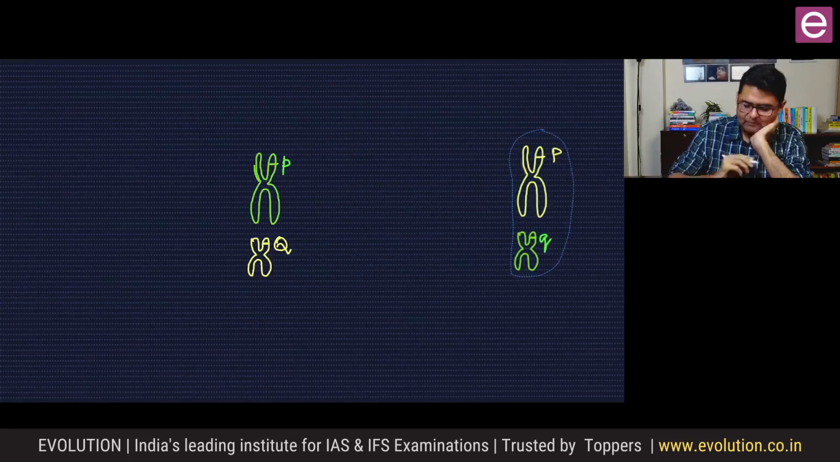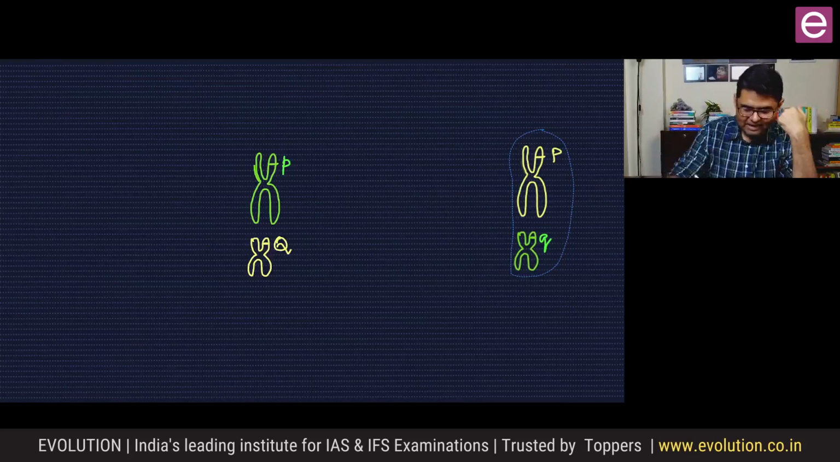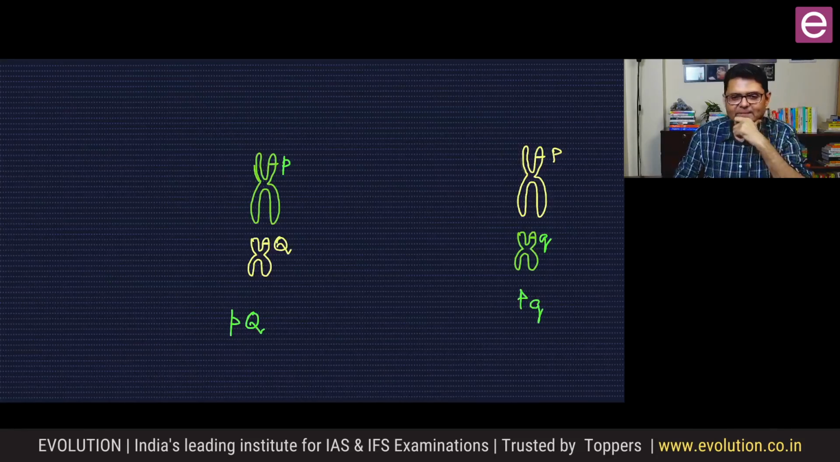अब अगर यहां gamete बनेगा तो क्या बनेगा? देखो, separate हो गए. ओके. अब क्या gamete बनी? Recessive P के साथ dominant Q आ गया और dominant P के साथ recessive Q आ गया.